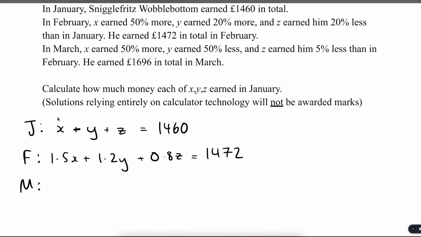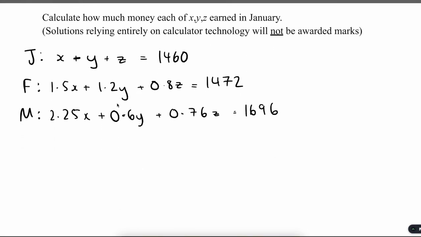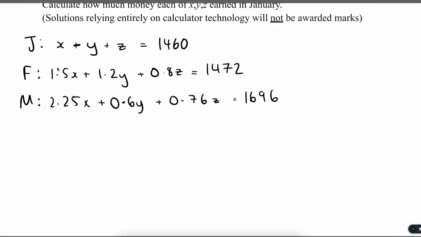In March, X earned another 50% more, but remember that's more than in February, so that's that times 1.5, which is 2.25x. And then Y earned 50% less, so that's 0.6y. And then Z earned 5% less, so that's going to be 0.76z. And that's earned him a total of 1696. Calculate how much money X, Y, Z earned in January. So all we need to work out is what is X, Y, Z. What are each of these values?